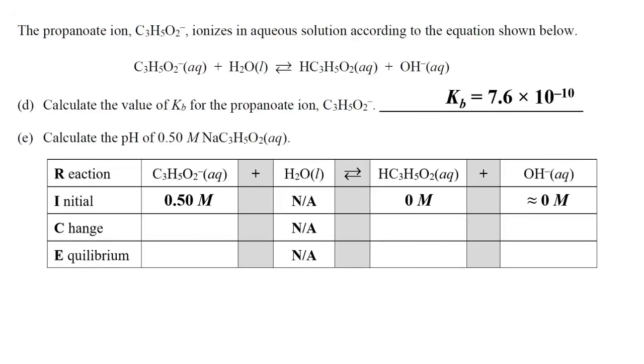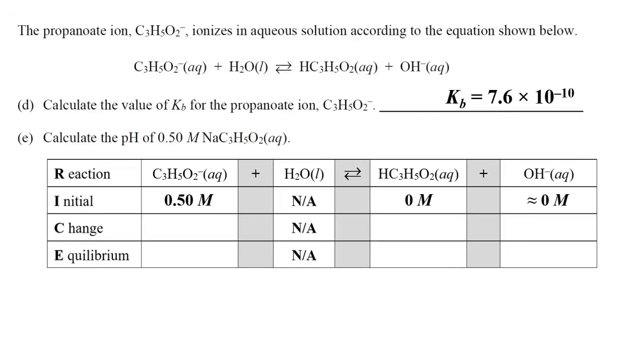Now you can see that I put approximately 0 for the hydroxide concentration because technically in pure water, the concentration of hydroxide is 10 to the minus 7 moles per liter, but that number is so small, it can be ignored as negligible. All right, what about the change row of this RICE table?